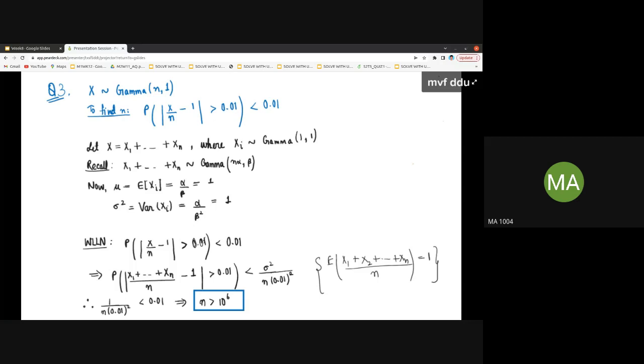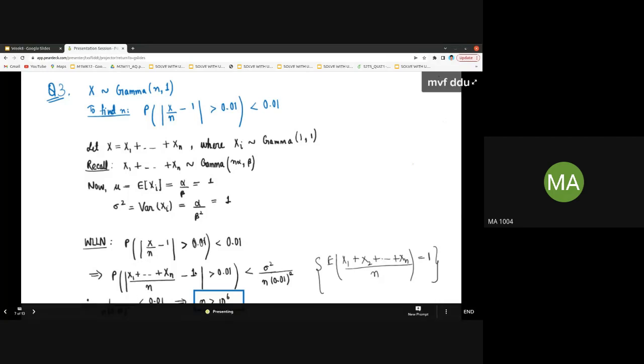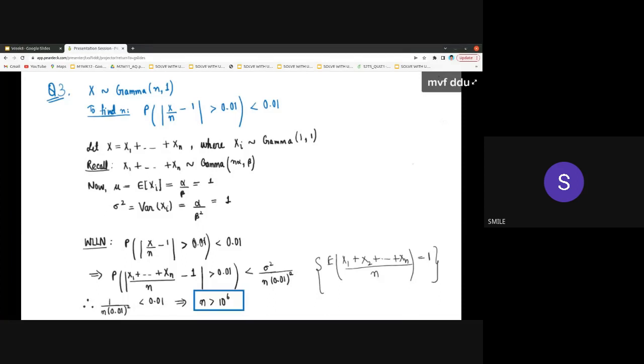So if my sigma square by n into 0.01 whole square is less than 0.01, then definitely the probability will be less than 0.01. So we have this is true and we want this. The second one should be less than or equal to. Yes, that's why you can say this is the lowest bound and the other value will be less than that. Therefore, I can say sigma square by n into 0.01 square is less than 0.01, right?